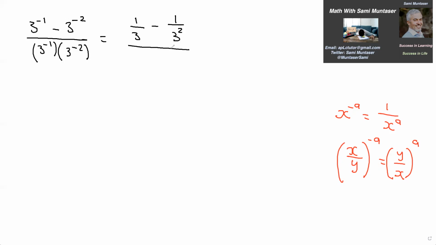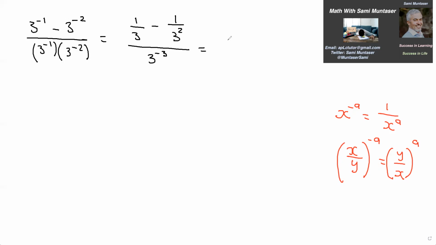How about the bottom? The bottom, we have two numbers that are multiplied. The numbers are the same, so the same base. In this case, instead of changing them to 1 over 3 and 1 over 3 squared, what you could do is just multiply them first. And when you multiply them, you don't get 9. It'll still be 3, but you add the exponents, and that will give you 3 to the negative 3.